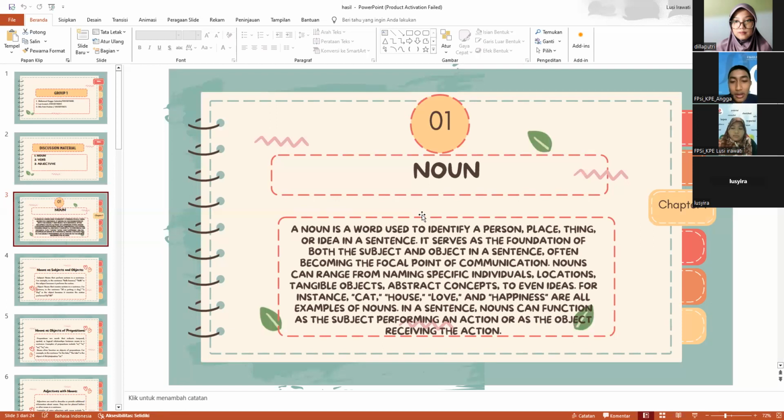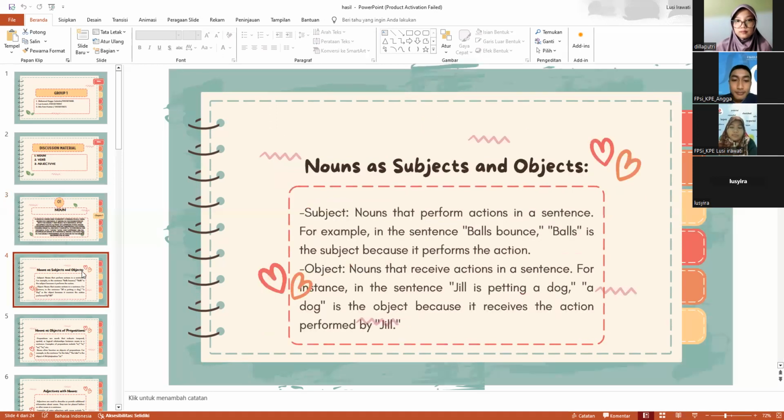In a sentence, a noun can function as the subject performing an action or as the object receiving the action. Next, noun as subject and object. Subject: a noun that performs the action in a sentence. For example, in the sentence, "Ball bounce." Ball is the subject because it performs the action.